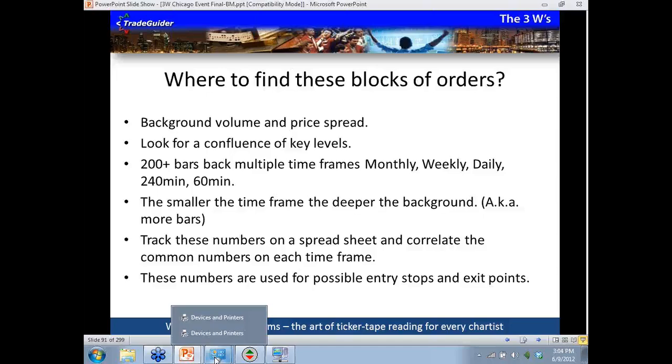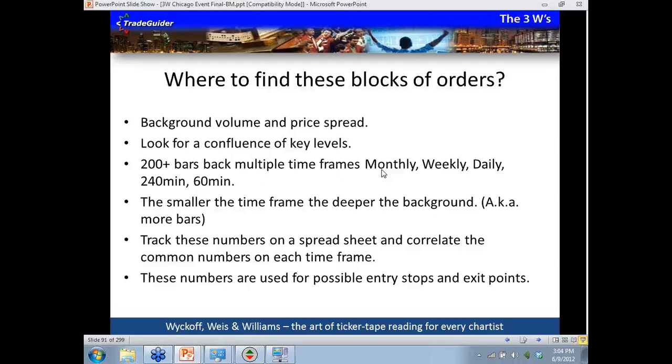That's better. Yeah, I go 200 bars back. The monthly chart, I'm a little less, but 200 plus bars are good. Utilize multiple time frames. I'm going to show you some examples on the monthly, weekly, and daily. The 240 to 60 is real crucial.